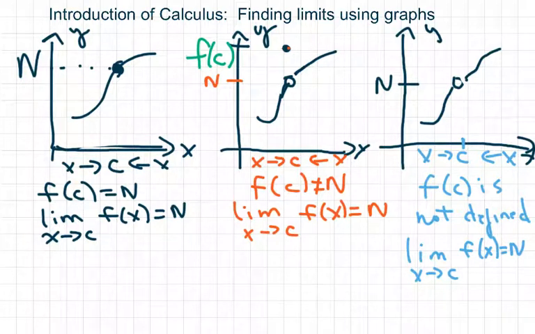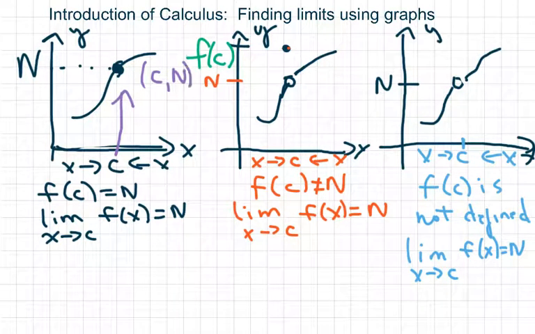So for example, here is our c. Our c is this point right here, this number here. If you would label this point, that would be c, n. So as x approaches c from the left, and as x approaches c from the right, so here's from the left, here's from the right, from below and from above, the limit approaches n.